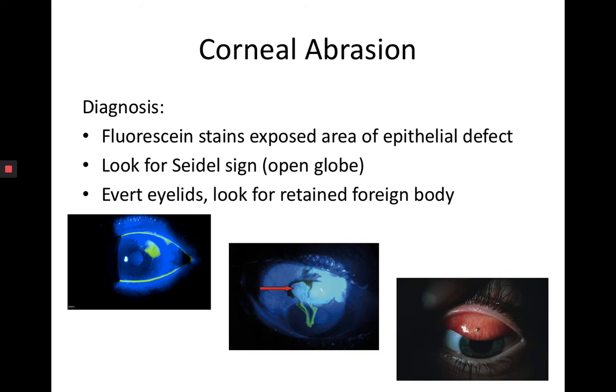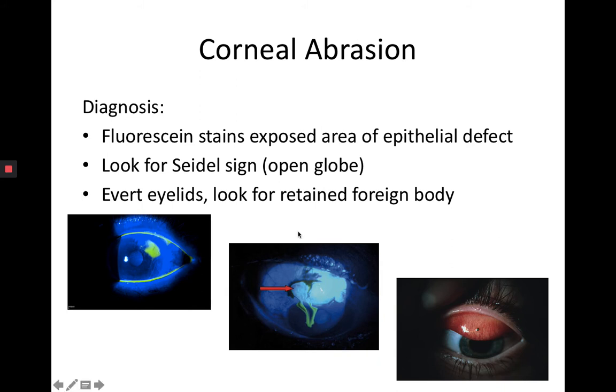To make the diagnosis, you want to measure the vital signs of the eye, including visual acuity, and you want to make sure to exclude open globe. So the fluorescein stain is going to be extremely important here. If there's a corneal abrasion, you'll see the fluorescein stain a sort of patch over the cornea. And you want to look for a Seidel sign, which is a sign of open globe.